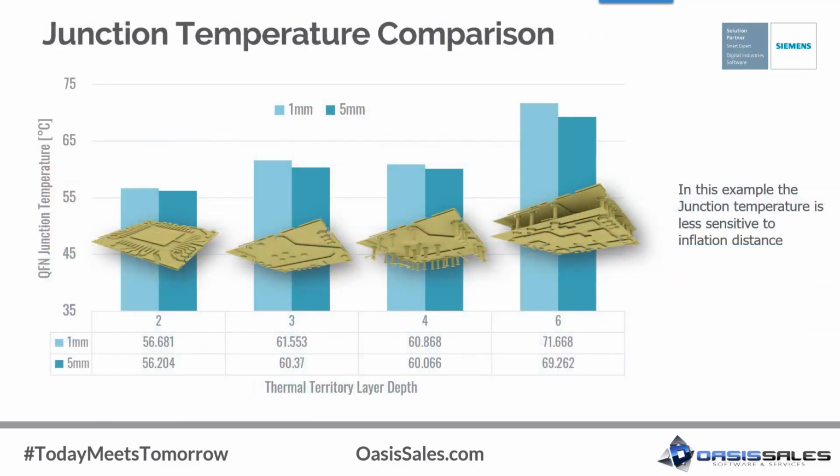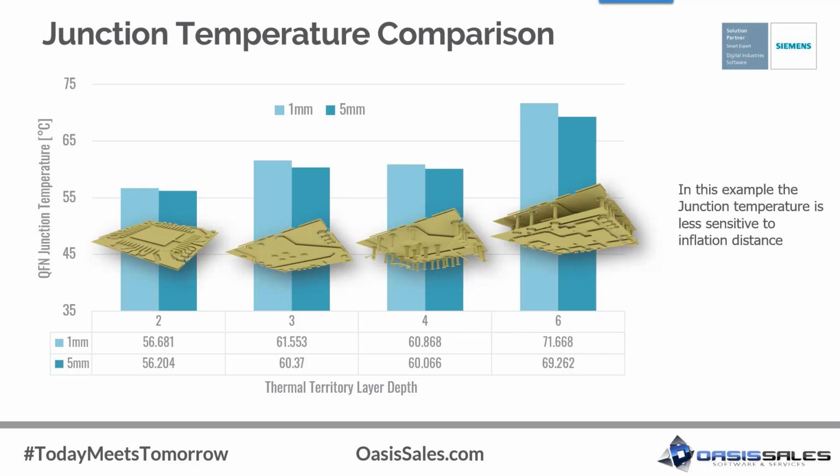In this chart, the lighter blue bars represent an inflation distance of 1 millimeter, and the darker blue bars a distance of 5 millimeters. Each pairing represents a different layer depth. So we go from 2 to 6, where 6 is the bottom layer. The biggest difference in temperatures comes when the layer depth goes from 4 to 6.